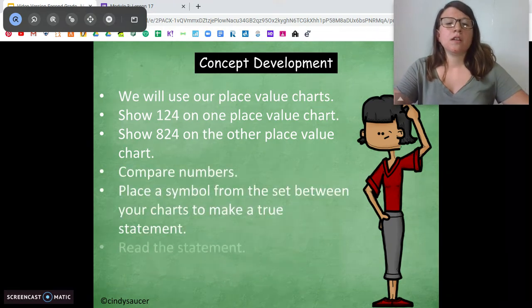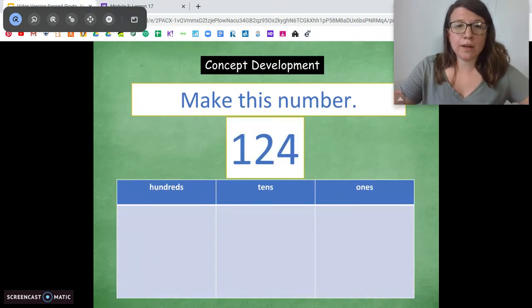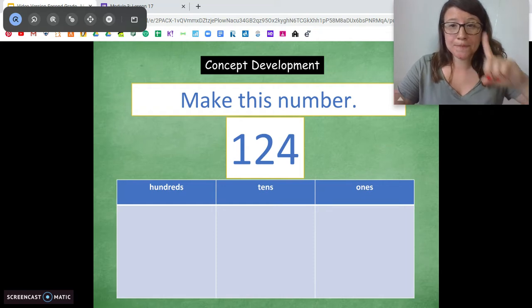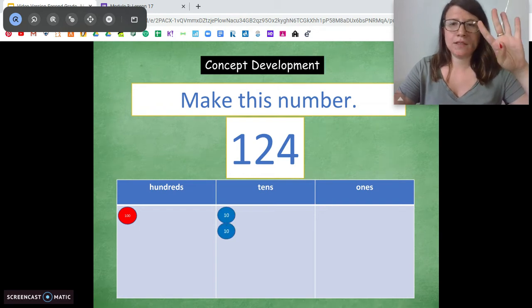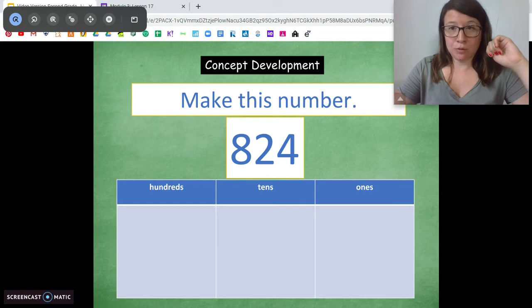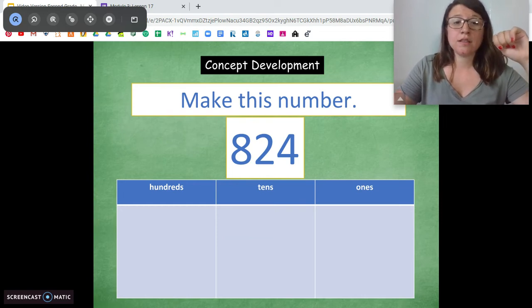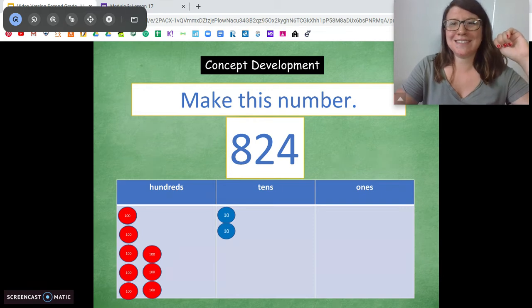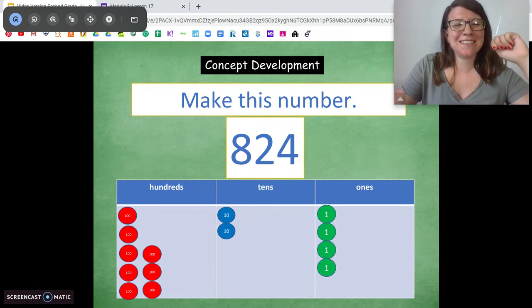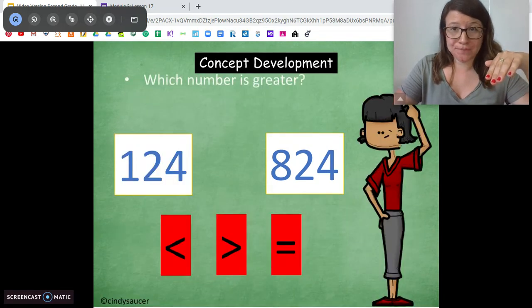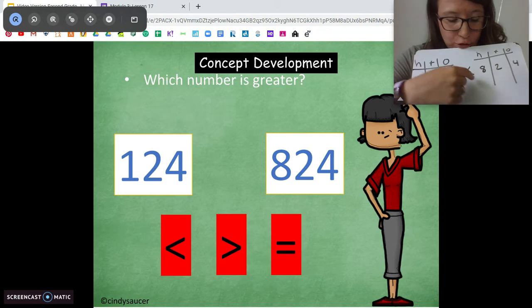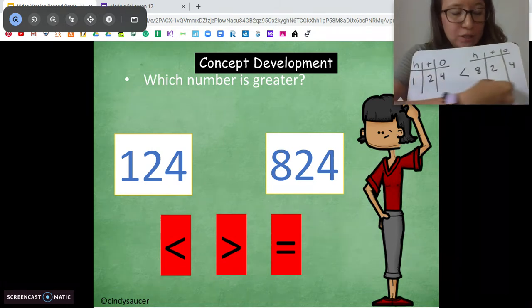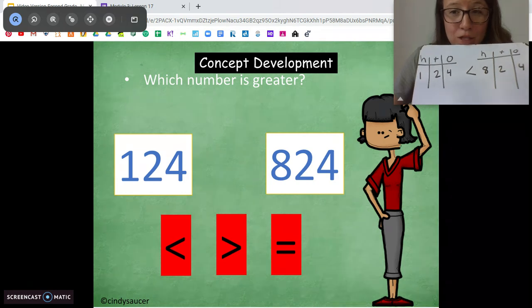Okay, let's go over it. So your 124 should have how many hundreds? 1. How many tens? 2. Awesome. And how many ones? 4. Awesome. Then we have 824. How many hundreds? 8. Very good. How many tens? 2. And how many ones? 4. Awesome. Now, which number is greater? Very good. So with your discs on your paper, you should have this symbol pointing to 824. Okay? That's what it should look like on your paper.